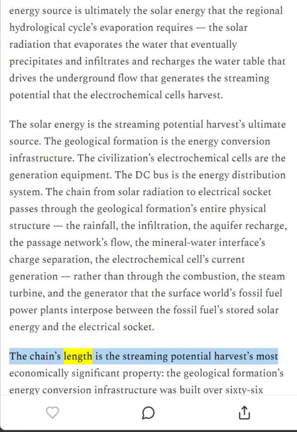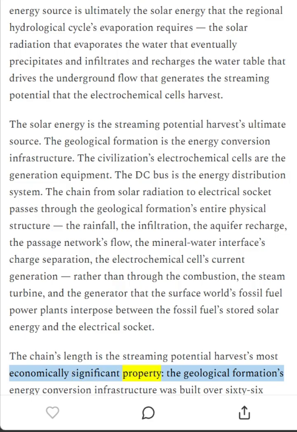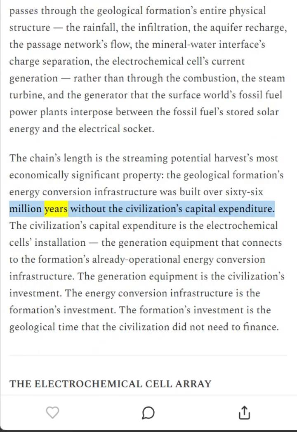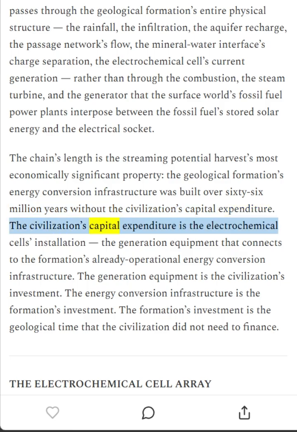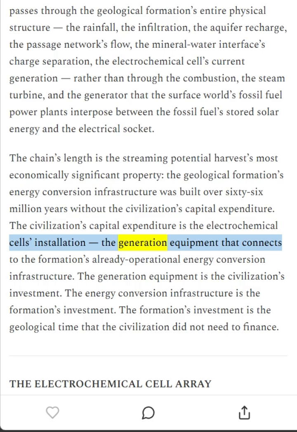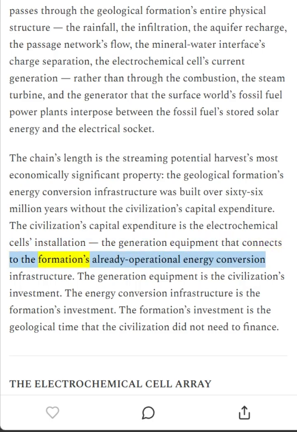The chain's length is the streaming potential harvest's most economically significant property. The geological formation's energy conversion infrastructure was built over 66 million years without the civilization's capital expenditure. The civilization's capital expenditure is the electrochemical cells installation, the generation equipment that connects to the formation's already operational energy conversion infrastructure.